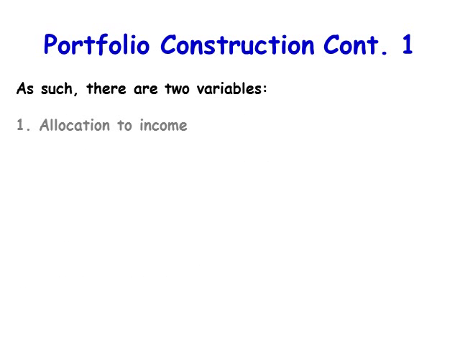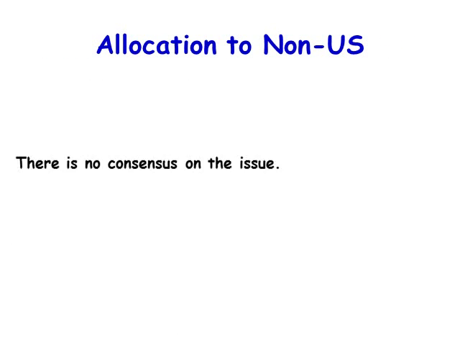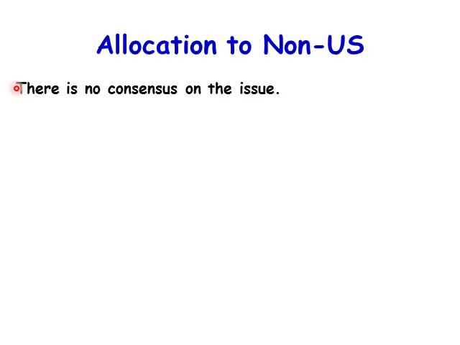Okay, so now we are going to go into the next section here. Allocation to non-US. We already know how much to allocate to income, which is either by using a rule of thumb, or a risk-return versus risk chart, or age-based allocation, or some other allocation method you use. Now we go to non-US: how much of the equities go to US stocks and how much go to non-US stocks. There's no consensus on this issue, how much to US and how much to non-US stock.